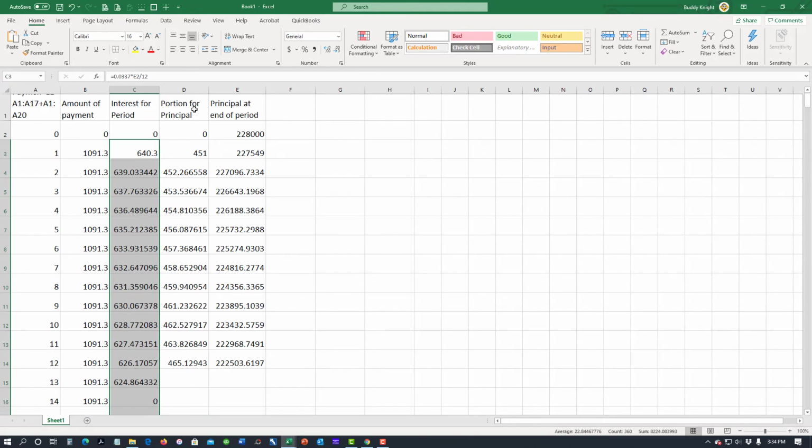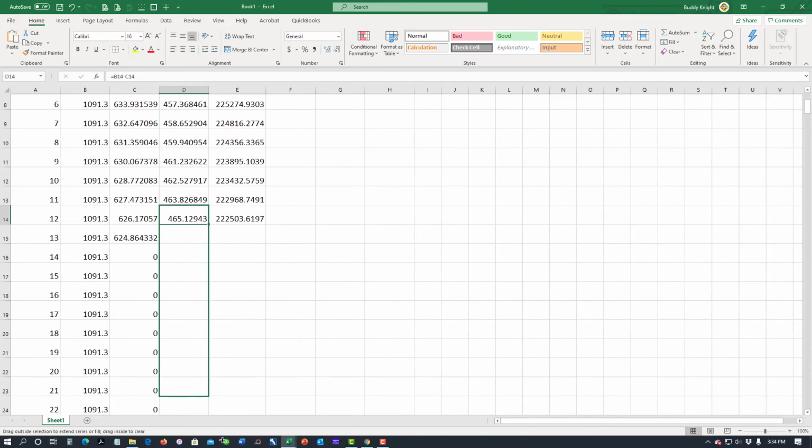And once again, our portion for the principal, actually we can leave this the same. It's still B3 minus C3 because we've changed these amounts and that makes this change. But we can see that we need to add a lot more payments on here. So I'm just going to click this last one and drag it down.